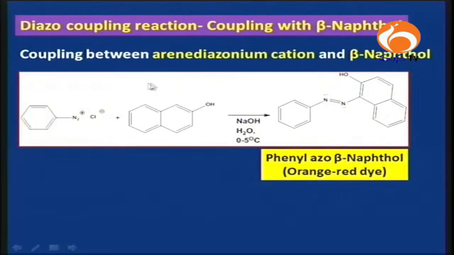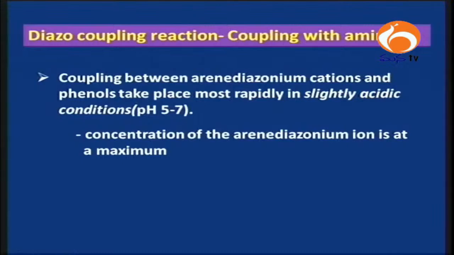By using this reaction, we can identify the beta naphthol, and also we can use this reaction to identify the primary aromatic amines. From aniline we will obtain this particular diazonium ion. Therefore, aniline also can be determined by using this reaction. Let us see what will happen during the coupling with the amines.